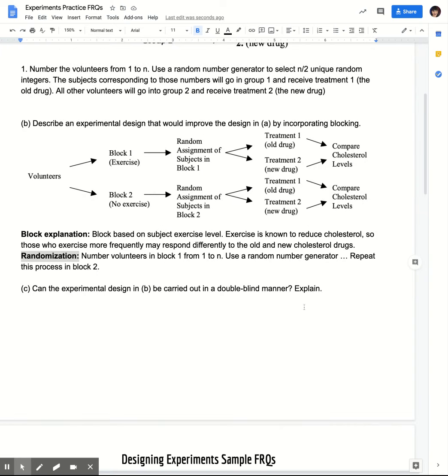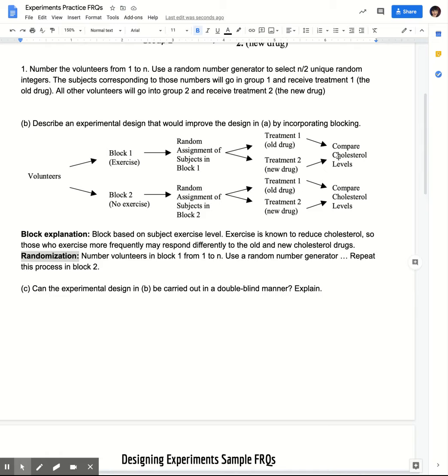All right, you all. So here is my drawing, my diagram of this experiment with blocking. So I decided to block on exercise level. Okay, so that's what I did. You start with your main group of volunteers, divide them into blocks first, then do random assignment within each block into treatment 1, treatment 2. Again, notice that I'm still using the context, right? I'm not just calling these treatment 1 and 2, I'm calling them old drug and new drug, okay?